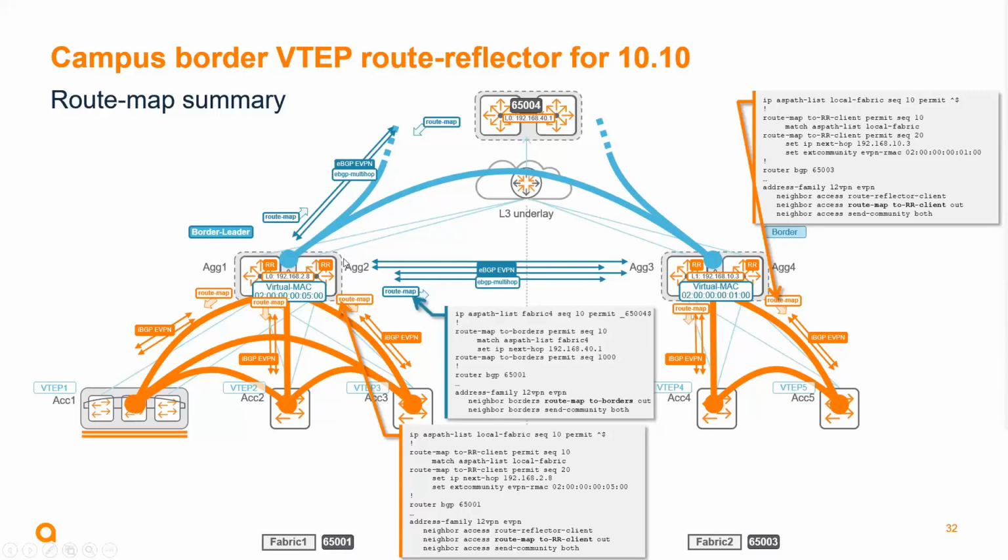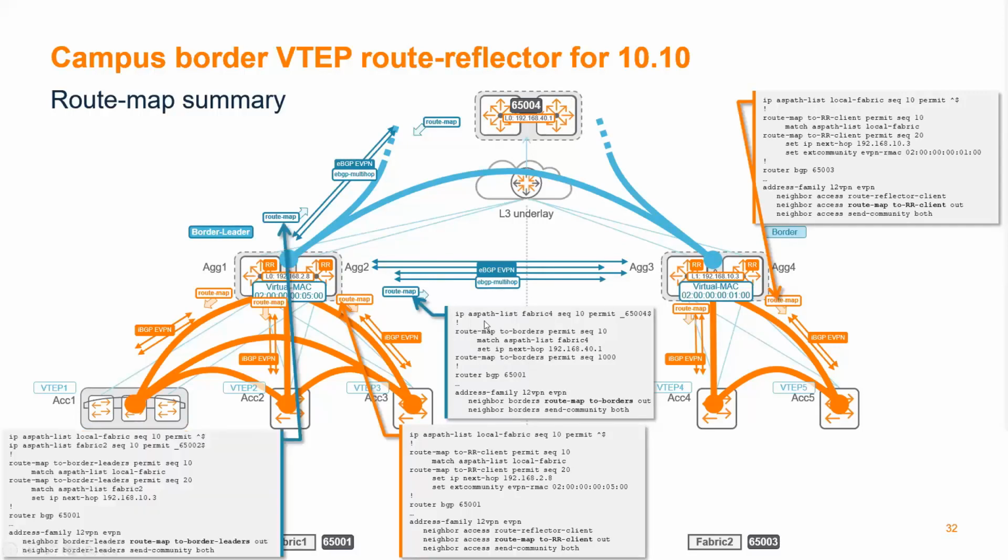The route map outbound between border leader and the border is similar to what we saw in 10.09. So here, typically, I match on Fabric 4, which is the upstream fabric here. And I'm going to reset the routes coming from Fabric 4 to be advertised between border leader and border with the IP Next-Hop being the Fabric 4, so that I will construct the blue tunnel directly from the Fabric 2 to the Fabric 4. So nothing different to the TOI in 10.09.